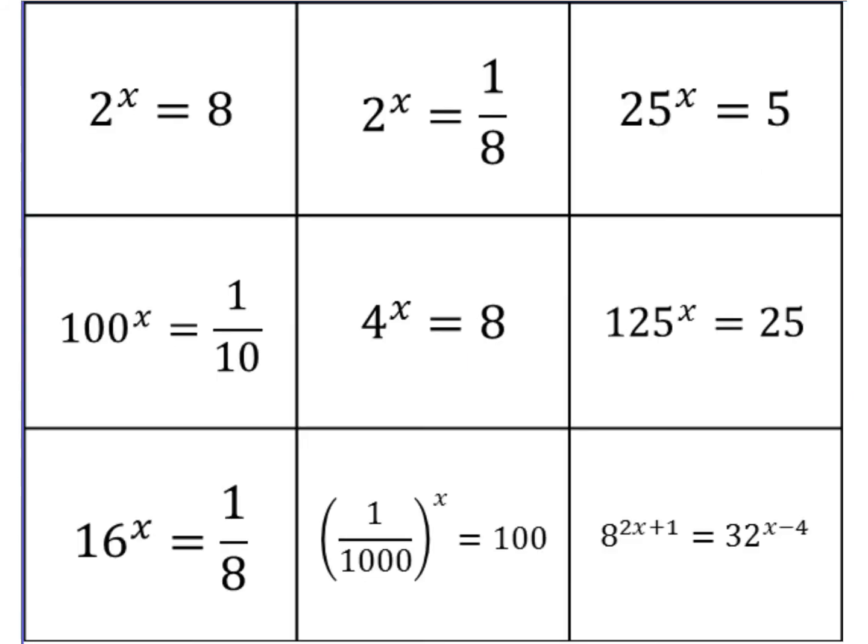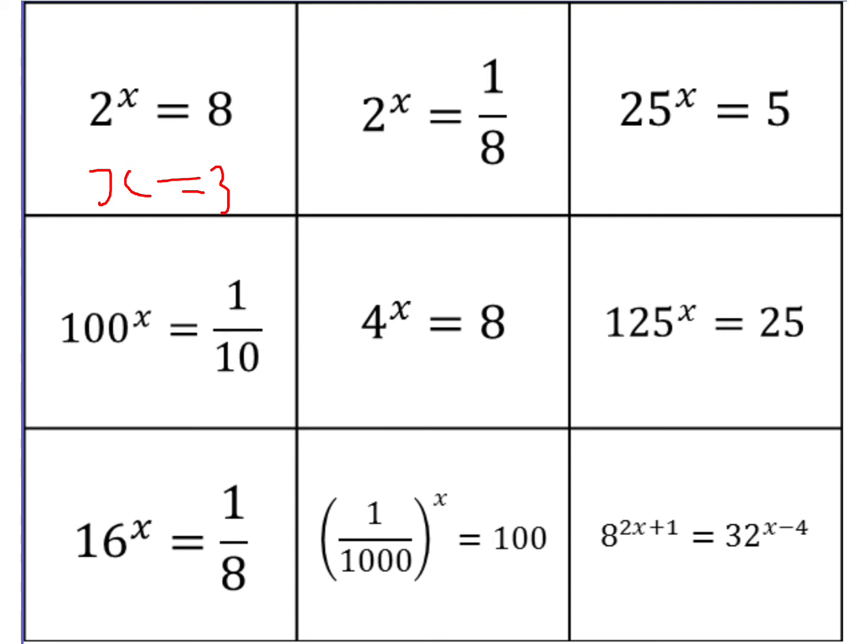Right, next section. So it's looking at equations, which is a bit harder. So 2 to the power of something is equal to 8. So 2 to the power of 1 is 2. 2 squared is 4. 2 cubed is 2 times 2 times 2, which is 8. So x equals 3.